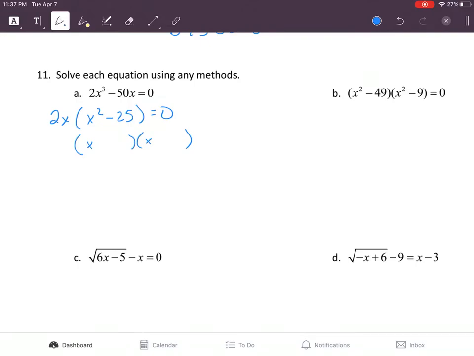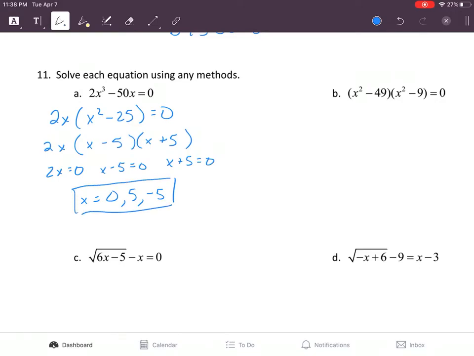So what two numbers multiply to give you negative 25 and add up to give you 0? It'd be negative 5 and positive 5. The 2x has to go out in front as well. If you set these all equal to 0, and then solve them, you're going to get 0, 5, and negative 5.